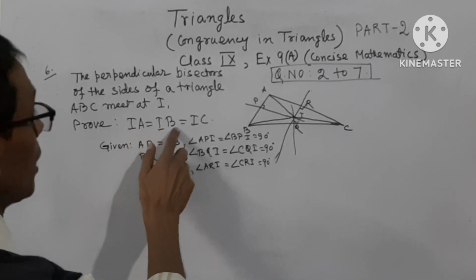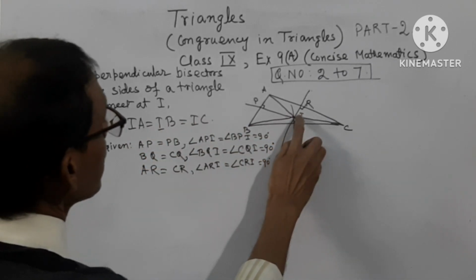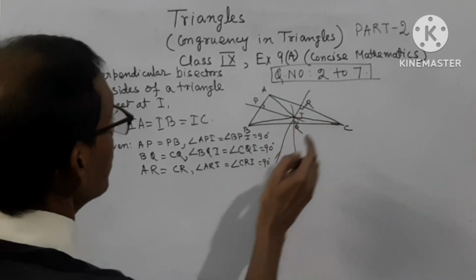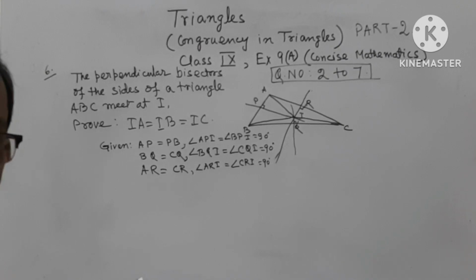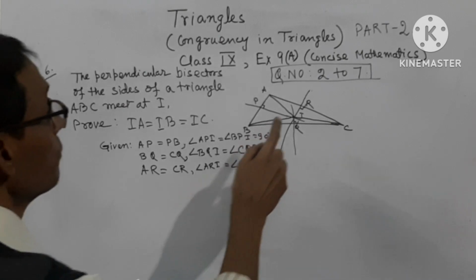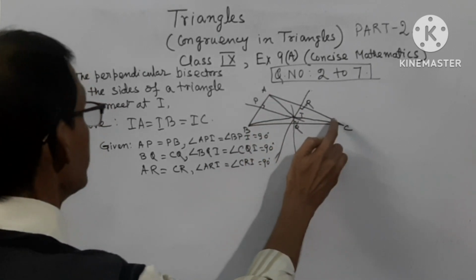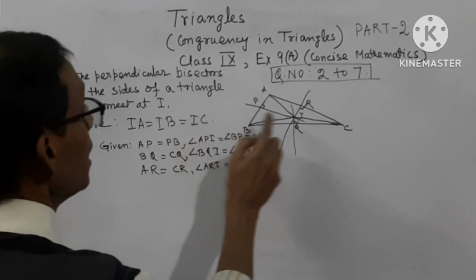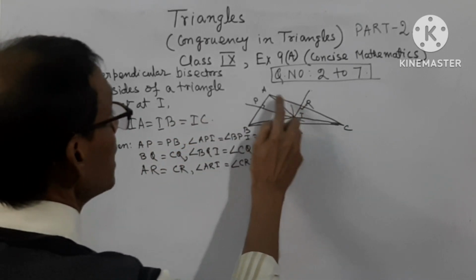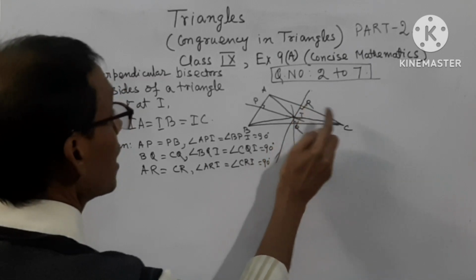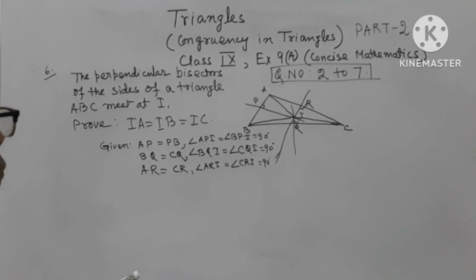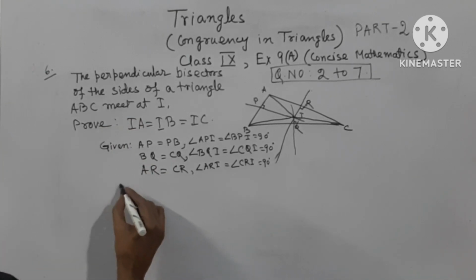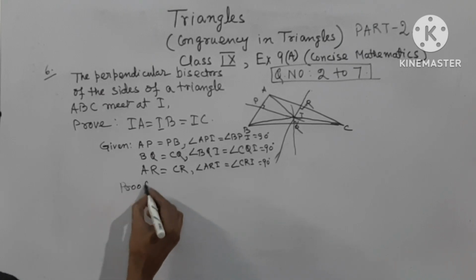Now IA equal to IB. See, IA equal to IC. IA and IC, now by this time you understood we have to take two triangles to prove the congruency. Then only we can say, see, IA and IC. If I take these two triangles AIR and CIR, we may get some clue. Let's give proof of that.